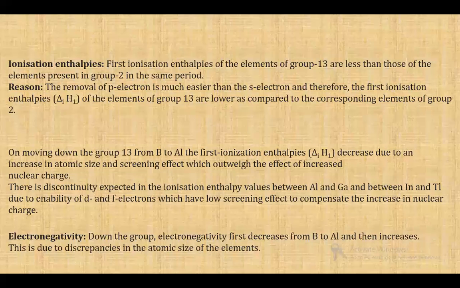Next, electronegativity. Down the group, electronegativity decreases from boron to aluminum, then increases after that at gallium. This is because of the smaller atomic size. Discrepancy means unusual change. Unusual variation in atomic size is responsible for this electronegativity behavior.